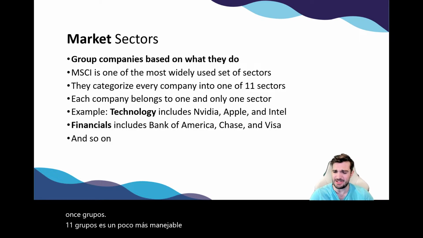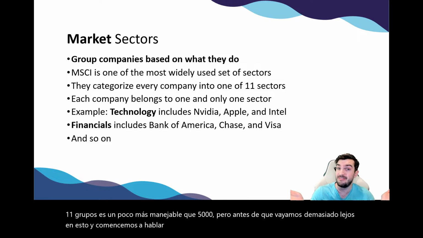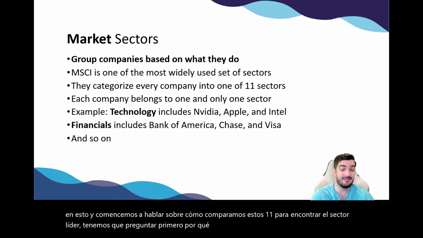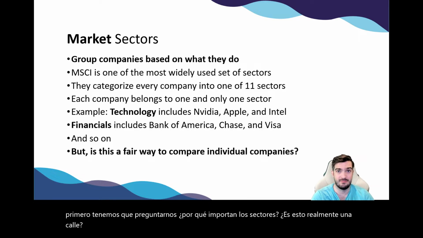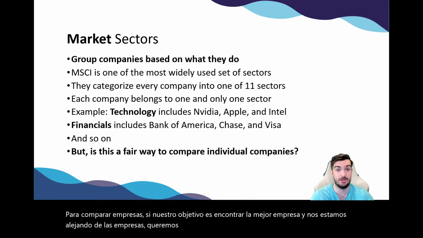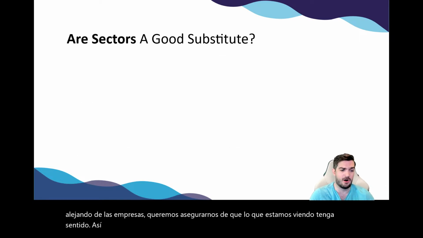But before we get too far into this and start talking about how we compare these 11 to find the leading sector, we've got to first ask, why do sectors matter? Is this actually a fair way to compare companies? If our goal is to find the top company and we're moving away from companies, we want to still make sure that what we're looking at makes sense. So let's ask the question, are sectors a good substitute for looking at individual companies?